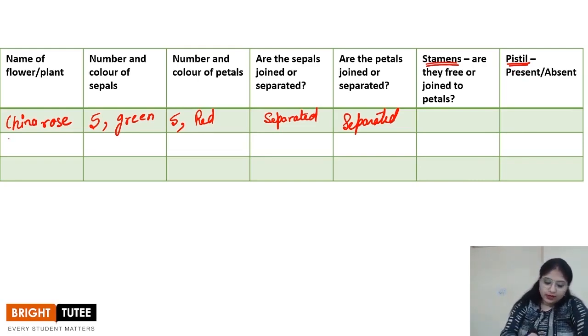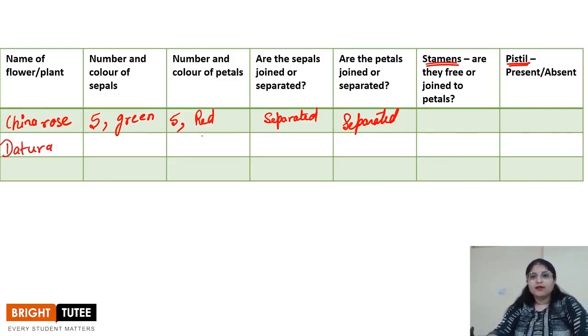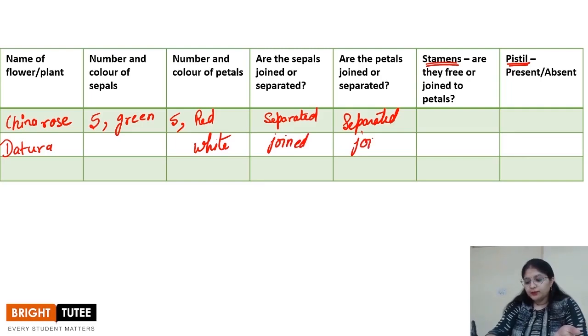Now similarly you can take the example of Dhatura, and then you can simply fill the same, right? So you can see that the number of petals over here you can hardly count. The reason is the petals are joined together, but definitely the color is white, right? So in the same way you can see the sepals are joined, right? Similarly the petals are also joined, right?